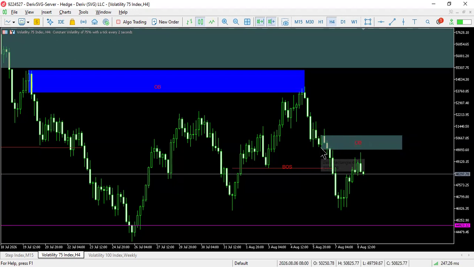And then for step index, for my back testing result, it also likes to react from the FVG. Therefore, for step index, I always place my entries at the fair value gap.